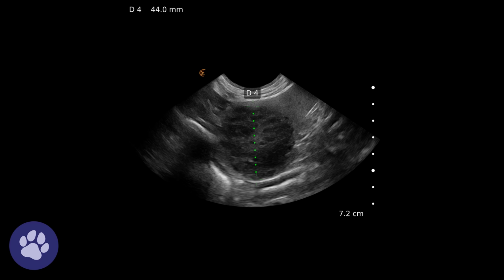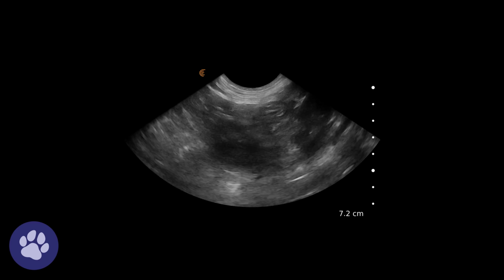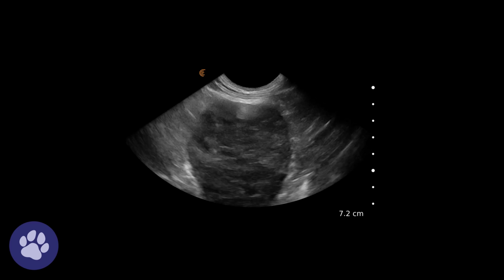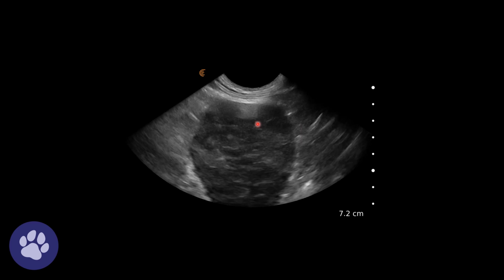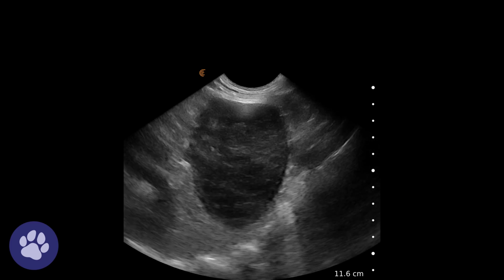So here we can see that mass on the spleen is measuring at just under 4.5 centimeters. So quite a large mass for this spleen. Now we're just looking at this mass that's caudal in the abdomen. So you can see it's got a very similar echogenicity.